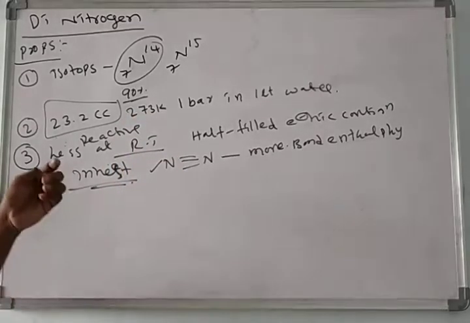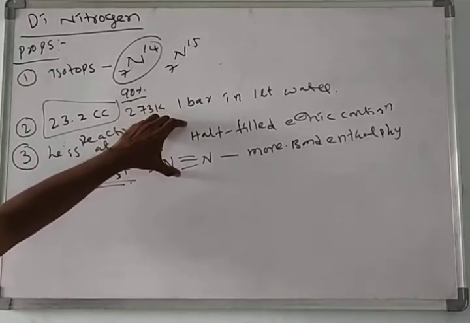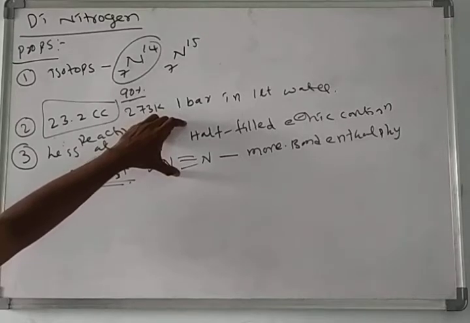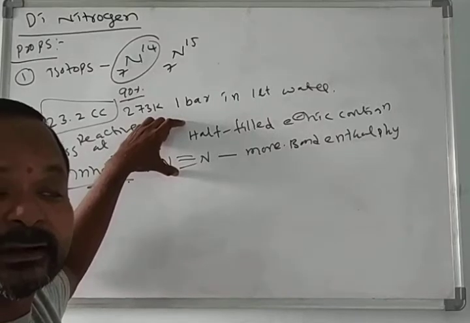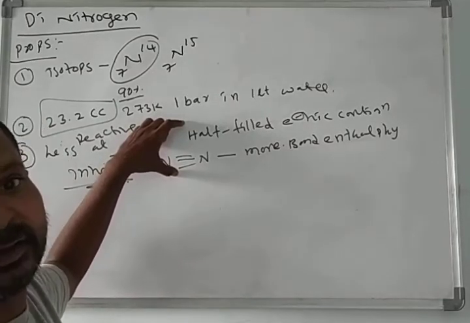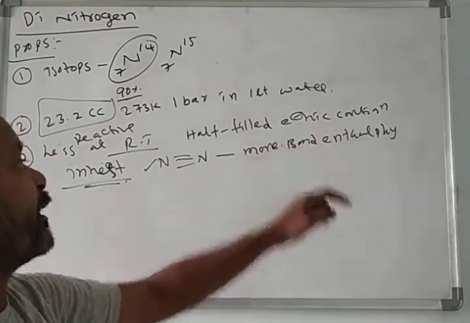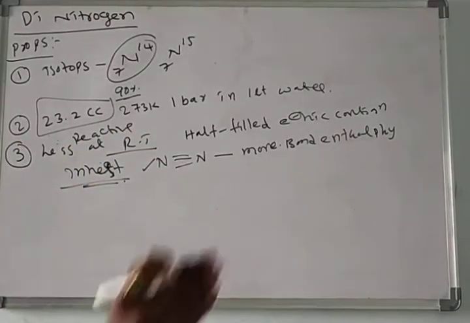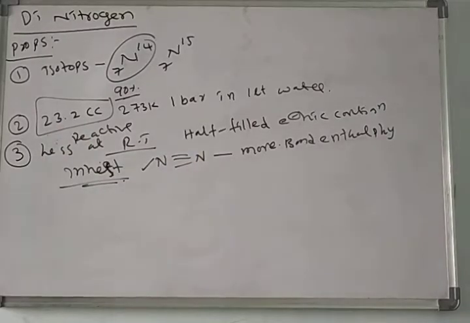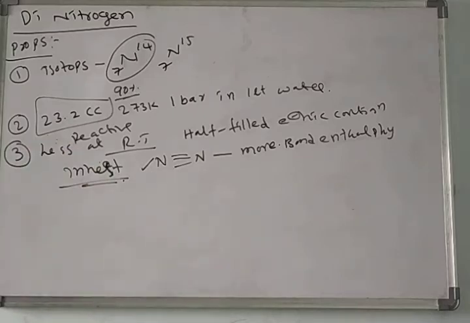Sometimes we consider it inert at room temperature due to only two reasons. Half-filled electronic configuration means it has a more symmetrical electronic configuration. A more symmetrical outermost electronic configuration gives more stability. Due to that, the nitrogen triple bond has more bond enthalpy. Due to these reasons, nitrogen is less reactive, and sometimes we consider it inert at room temperature. These are some important properties of nitrogen.